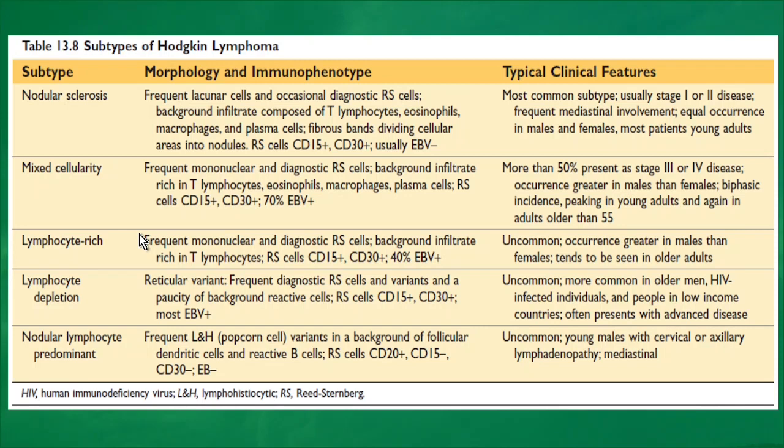Now coming to non-classical nodular lymphocyte predominant Hodgkin lymphoma, NLPHL. Here diagnostic RS cells are rare. Mostly popcorn cells are seen, or L and H variety. And background consists of dendritic cells and reactive B cells. Here RS cells are CD20 positive, CD15 negative, CD30 negative, and EBV negative. This is uncommon. Occurs mainly in young males. Although it recurs more frequently, it is easier to treat.